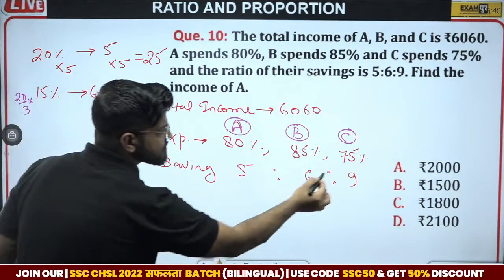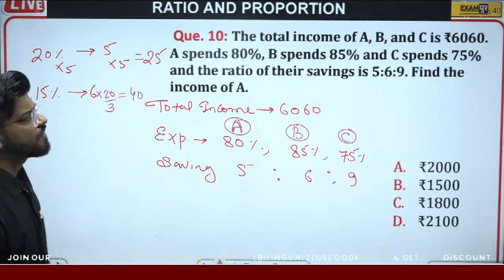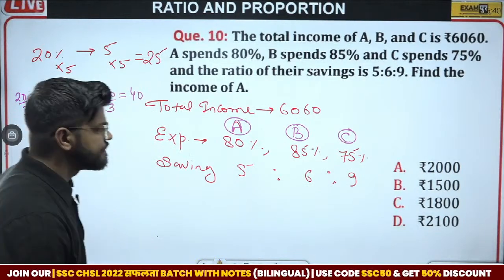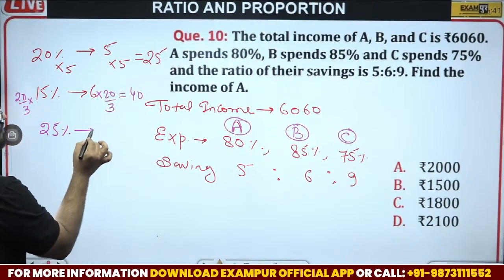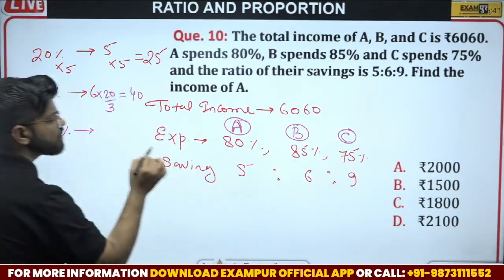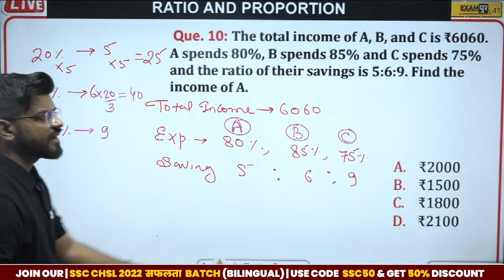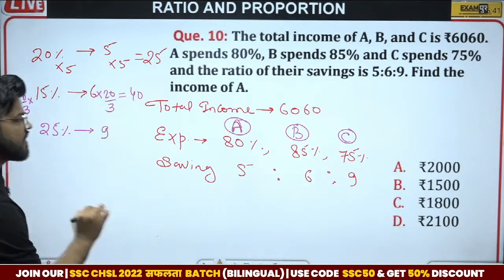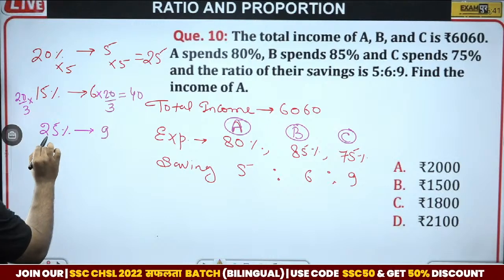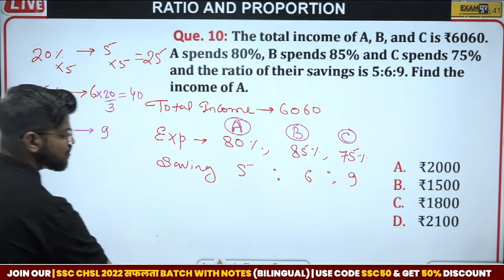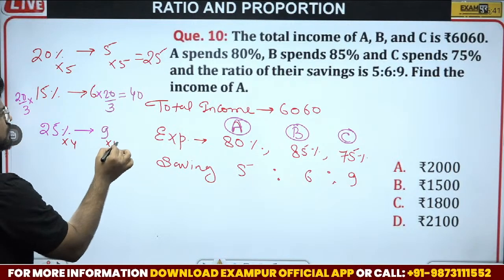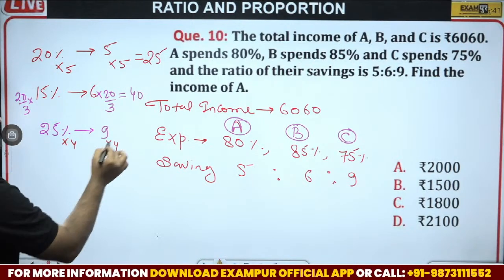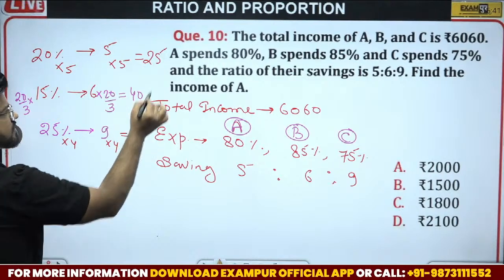So again we have 75% here. That means 25% is my saving, which is equal to 9. 75% expenditure means 25% saving. Now to make 25 into 100%, what do we have to multiply? We have to multiply by 4. So we have multiplied by 4 here, and we will get 36.